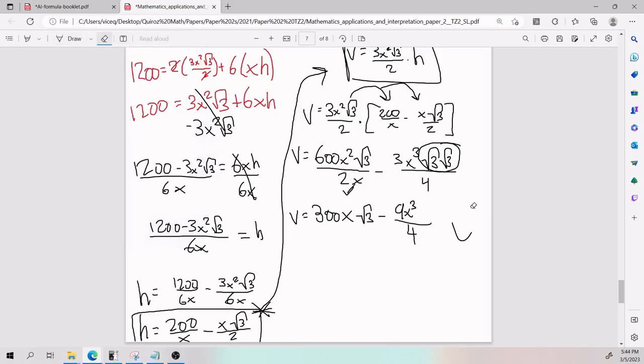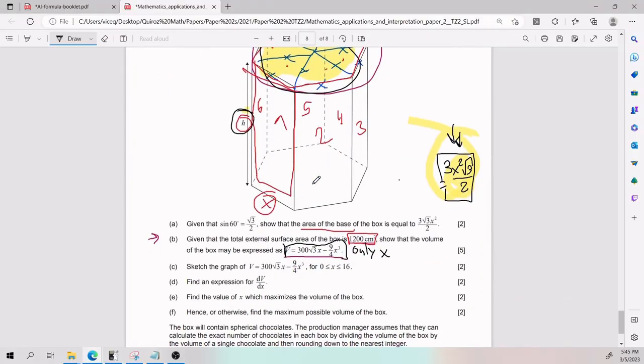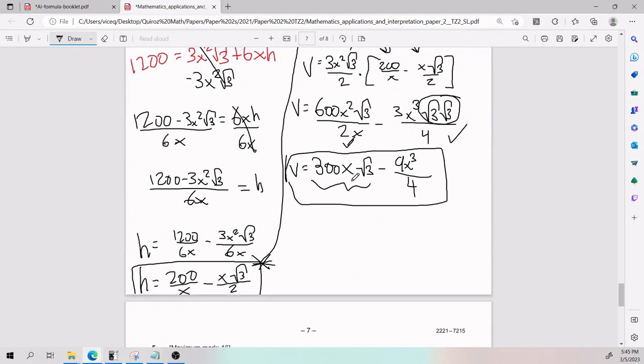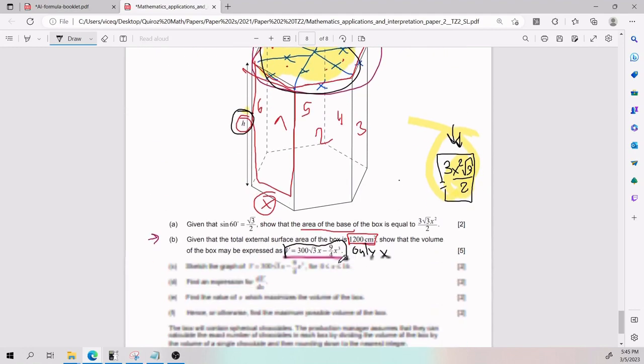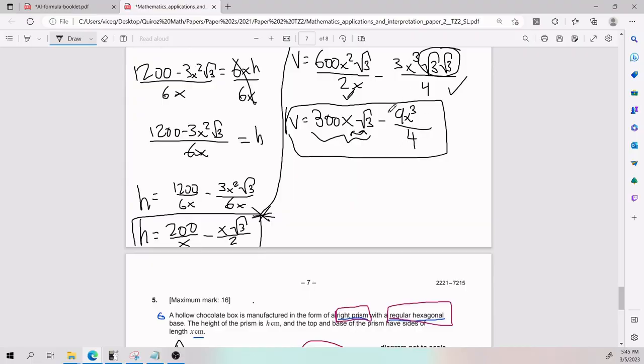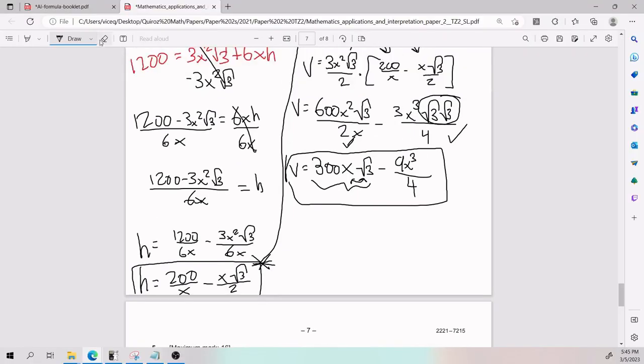All right. So that is it for the term on the left. This is for the term on the right. This is what I got for volume. I compared to what I had earlier, or to what I had to show, sorry. We have that volume equals 300 times 3 times x, times square root of 3 times x. This is practically the same, just flipped around, it doesn't really matter. Minus 9 divided by 4, x cubed. 9 divided by 4 times x cubed. Awesome. So that is how you show for part B.